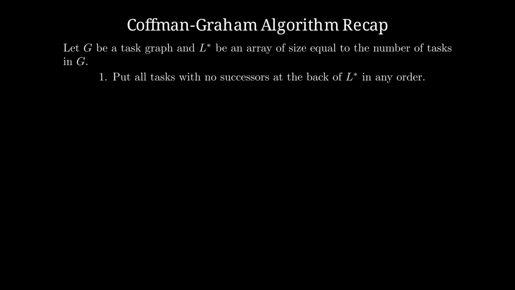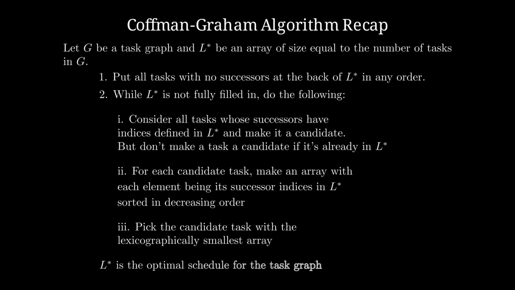To recap the Coffman-Graham algorithm, given a task graph, first we make an array L star with size equal to the number of tasks. Then we consider all tasks with no successors and put them in some order at the back of L star. Then, until L star is filled in, do the following. Consider all tasks whose successors have indices defined in L star and make it a candidate. But don't make a task a candidate if it's already defined in L star. For each candidate task, make an array with each element being its successor's indices in L star, sorted in decreasing order.